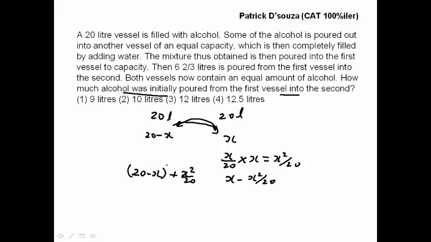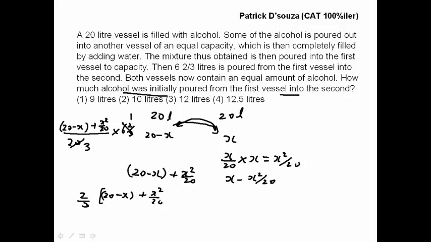Now you are removing 6 2/3 from the first to put in the second. So in 20 liters this is the amount; in 6 2/3 it is how much? In 20 liters the amount of alcohol is 20 minus x plus x square upon 20. If you solve it, 6 2/3 is 1/3 of this. That means you are removing 1/3 of this and putting it on the other side, so what is left is 2/3. So the amount of alcohol in the first case is 2/3 of 20 minus x plus x square upon 20. And in the second it is x minus x square upon 20 plus you are adding 20 minus x plus x square upon 20, that 1/3.